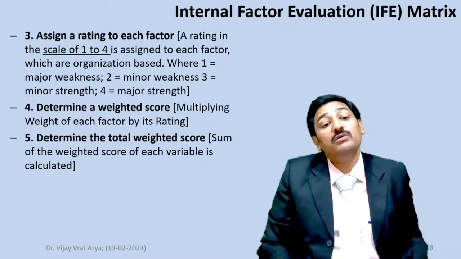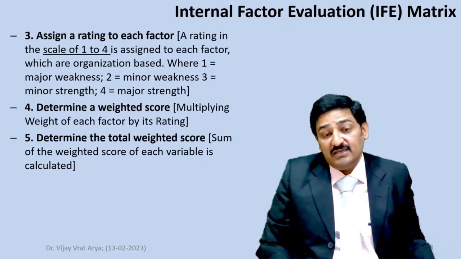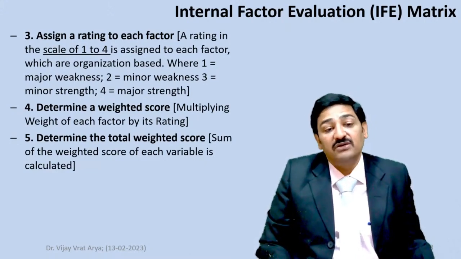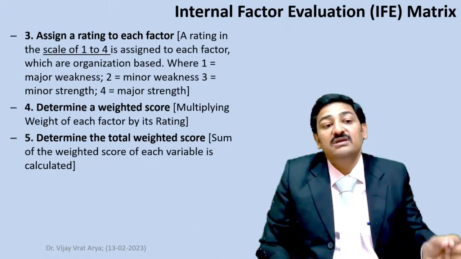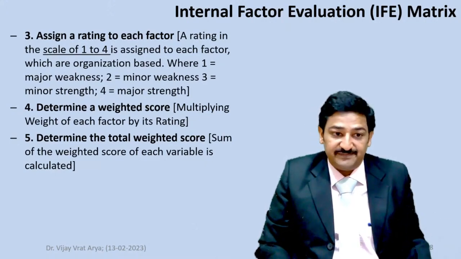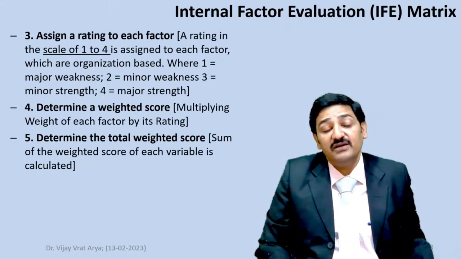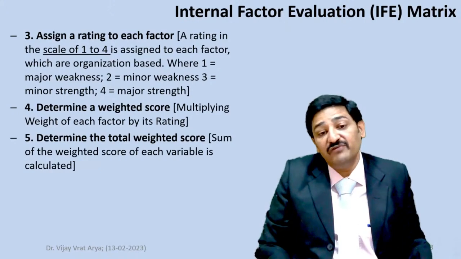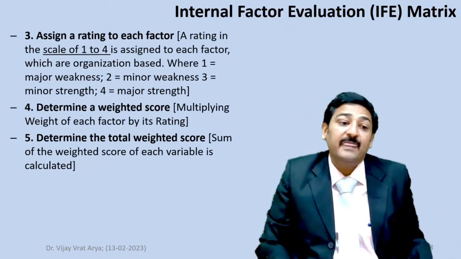In step number 4, we determine a weighted score, which is the multiplication of the weight with the rating that has been assigned to a specific factor. The last step is step 5, where we determine the total weighted score by summing up the weighted scores of the firm.